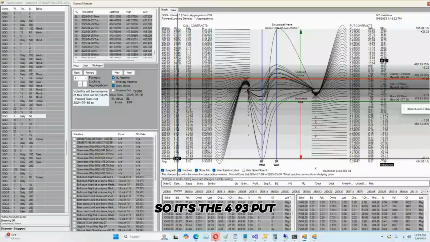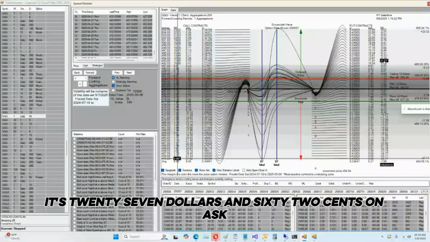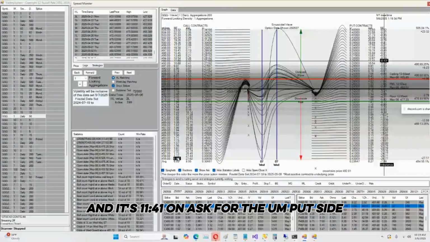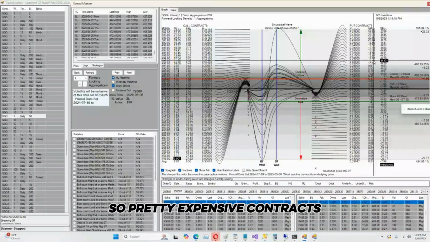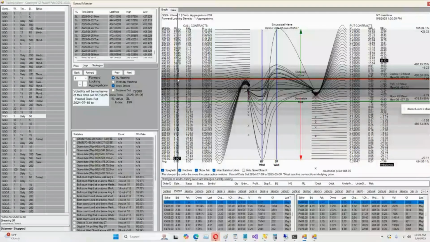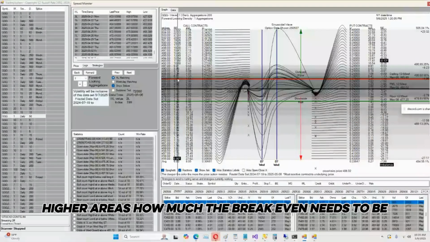So it's the 493 put or 55 call. And notice the price. It's $27.62 on the ask. It's $11.41 for the put side. So they're pretty expensive contracts. So now we can see the break even as we're picking various contracts. And we can see when we get up into the higher areas how much the break even needs to be.